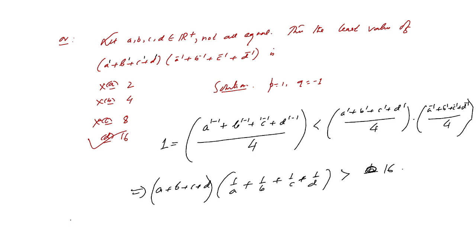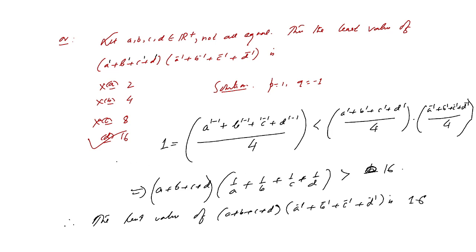So thus we can conclude: the least value of (a plus b plus c plus d) multiplied by (a to the power minus 1, b to the power minus 1, c to the power minus 1, d to the power minus 1) is 16. So this option is correct.